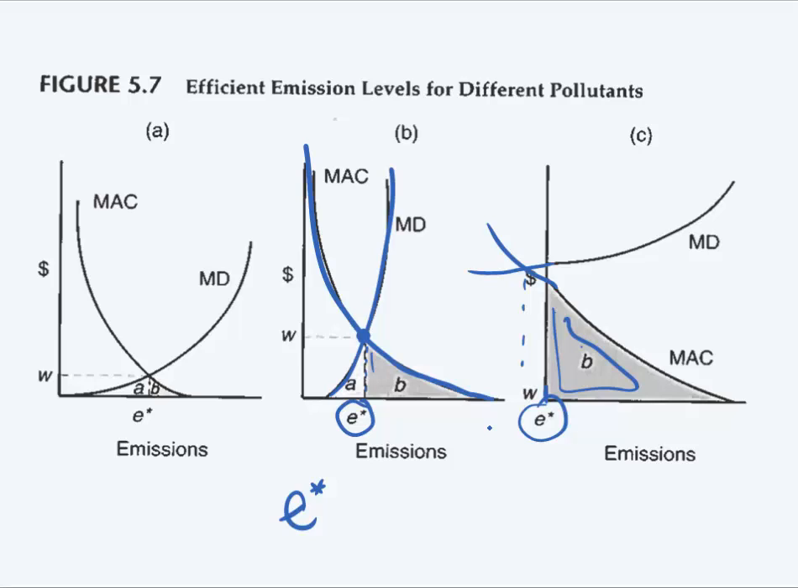So this graph, again, it's not important to draw. You shouldn't be able to draw it for the exam. It's just to show you that there are different scenarios for the efficient level. It's not always as simple or as symmetrical as shown in the other figures, and it can have weird shapes and maybe a positive, small, or no efficient level of emissions.